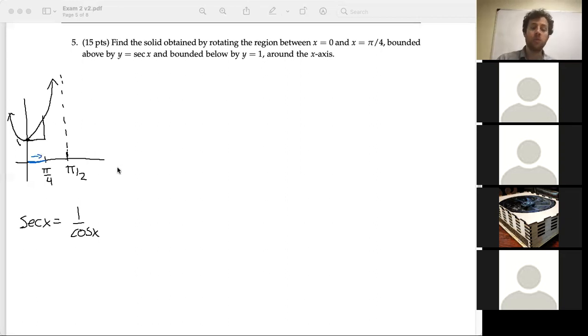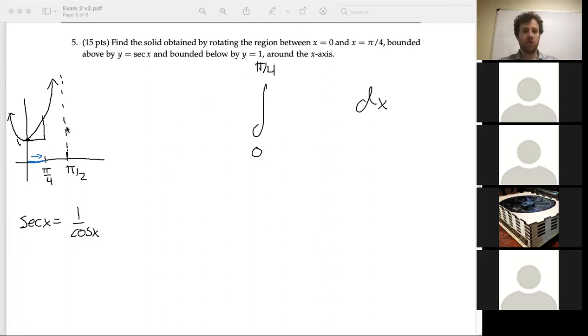So the first few parts of getting this integral set up aren't too bad. Because our axis is horizontal, it's going to be a dx integral. Because we were told we were cutting this off at 0 and pi over 4, so those are our bounds, 0 to pi over 4. But then the question is, what are we going to integrate in here?